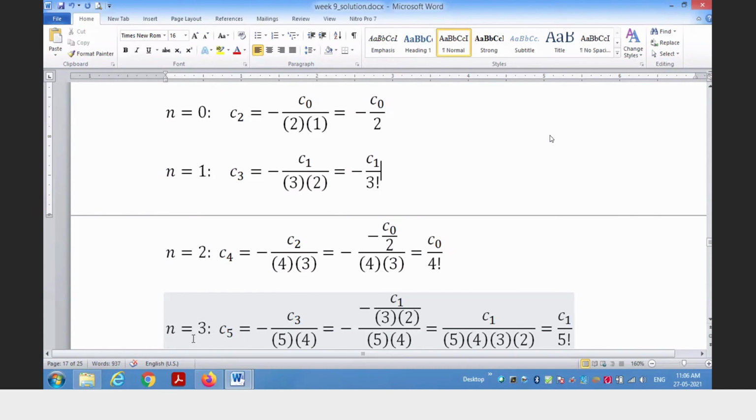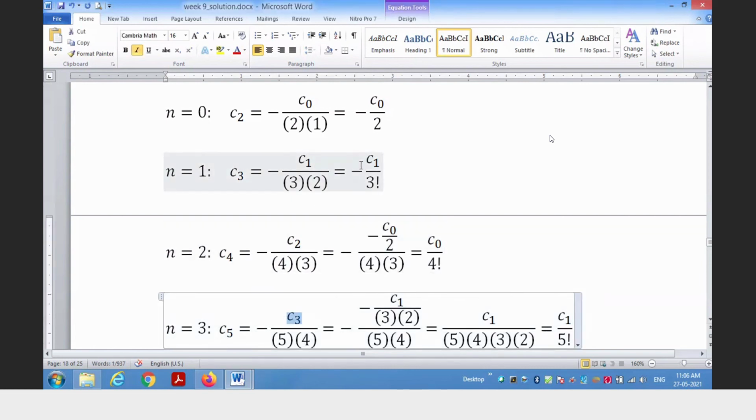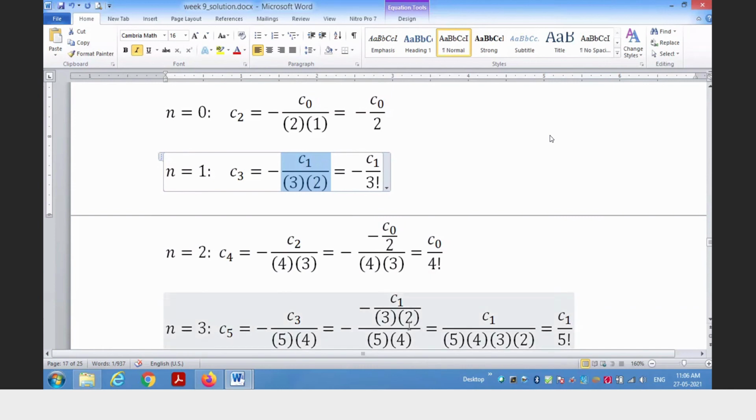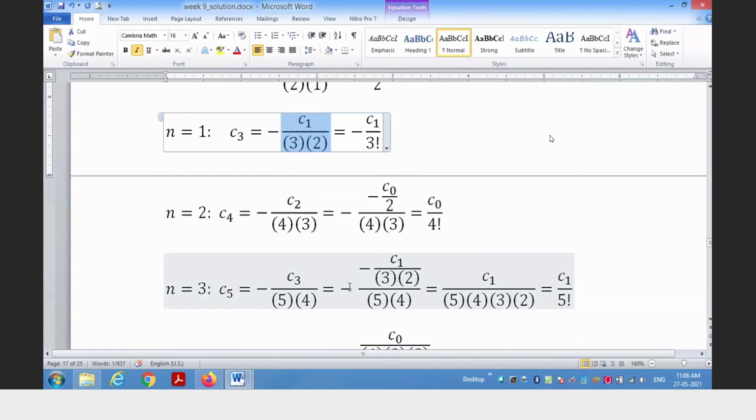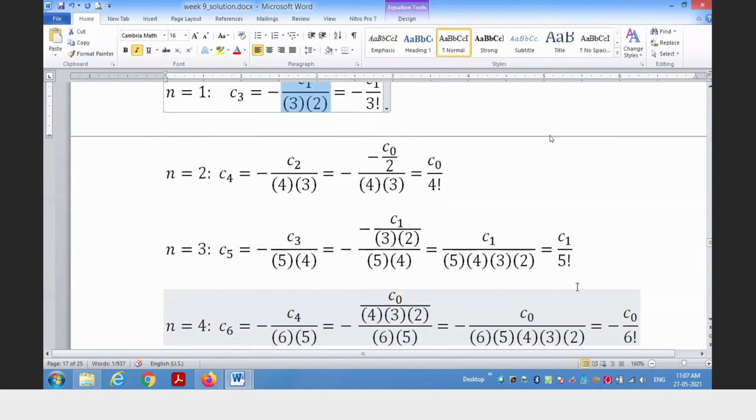When n equals 3, c5 equals minus c3 over 5 times 4, and you replace c3 with this, with 3 factorial. So minus c1, with minus becoming plus, the same thing here, minus becomes plus. So plus c1 over 5 times 4 times 3 times 2, which is the same as c1 over 5 factorial.